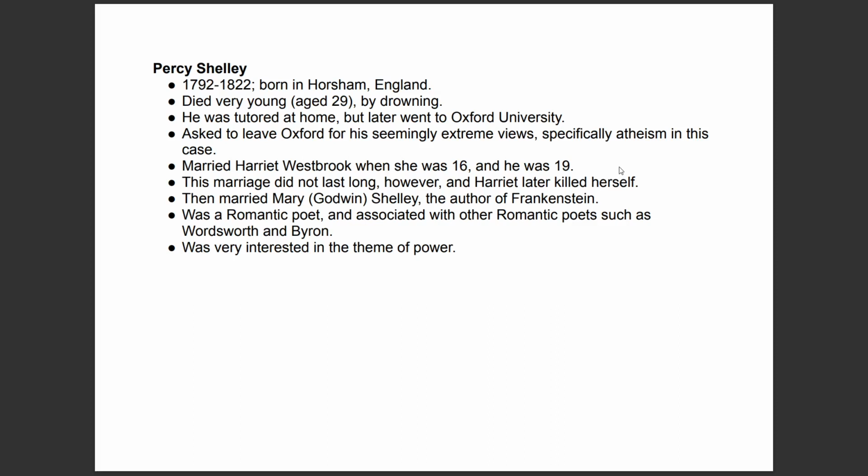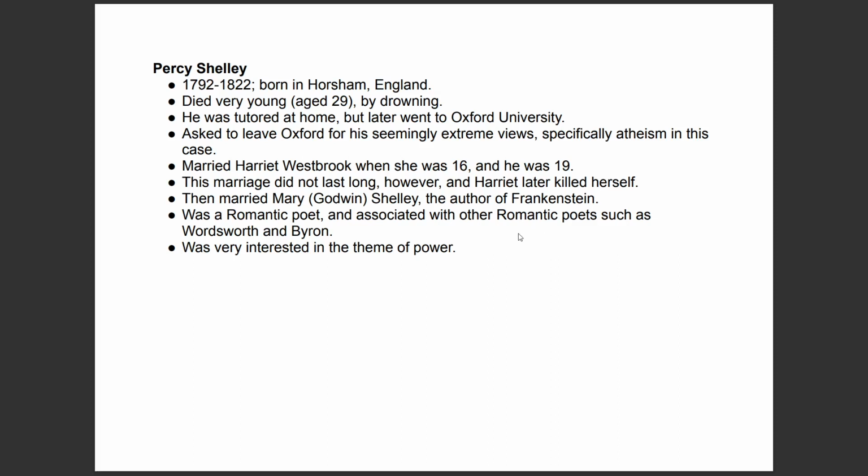He married Harriet Westbrook when she was 16 and he was 19. So, yeah, they did marry quite young in those days. This marriage did not last, however, and Harriet later killed herself. He then married Mary Godwin Shelley, so Mary Shelley, the author of Frankenstein. And he was a romantic poet associated with other romantic poets such as Wordsworth and Byron.